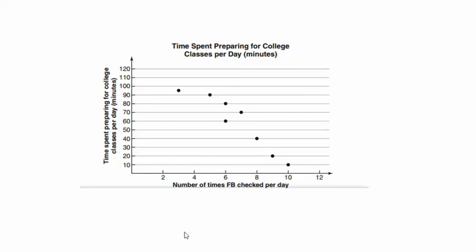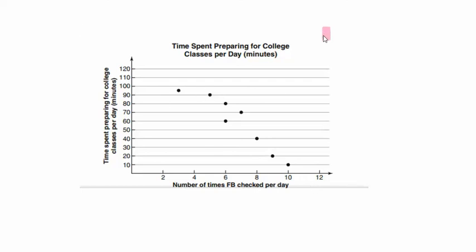Okay, so what are we trying to say? What is this graph trying to say here? It's saying the more times a person checks Facebook, the less time that they spend prepping for their college class. In other words, they're getting distracted, right? So what does this look like to you guys? Does it look linear, exponential? Like generally what's happening? Can you see how it's generally a line here?